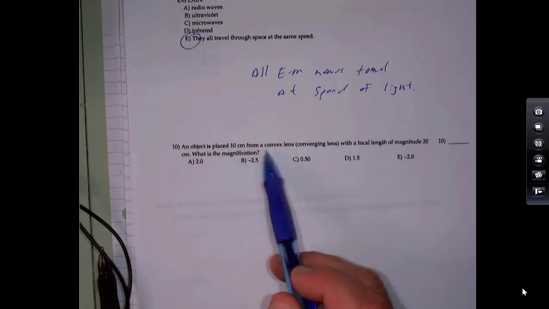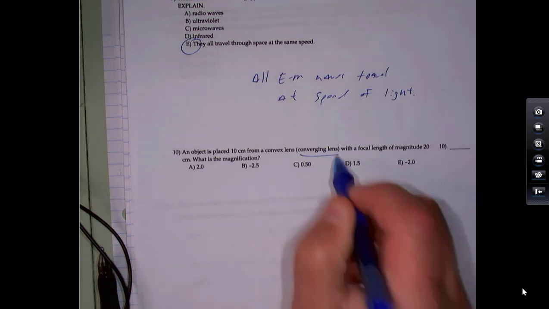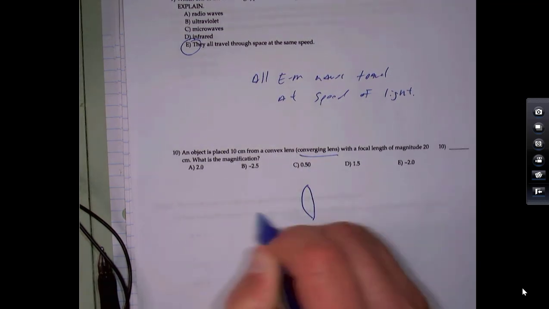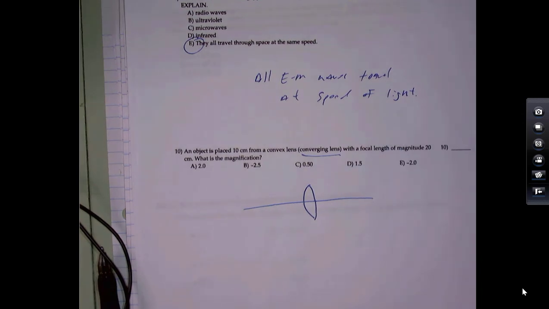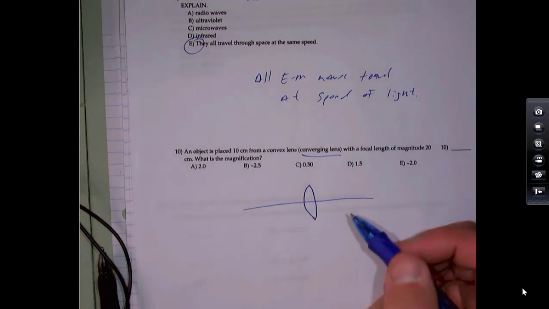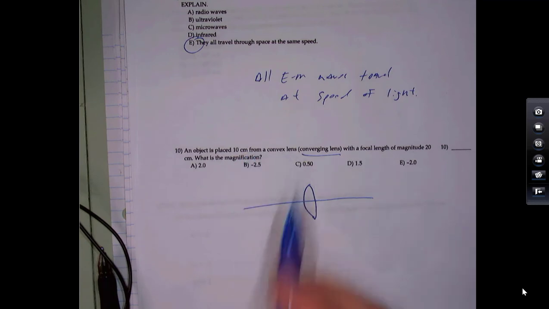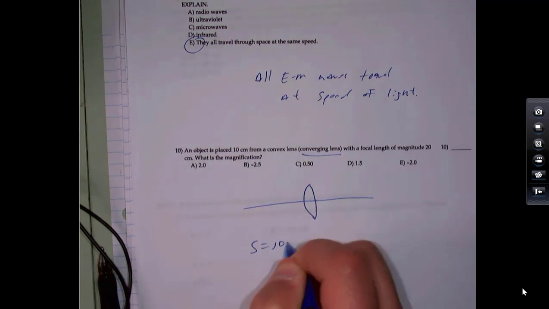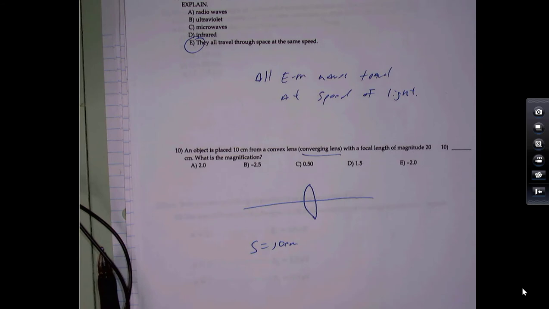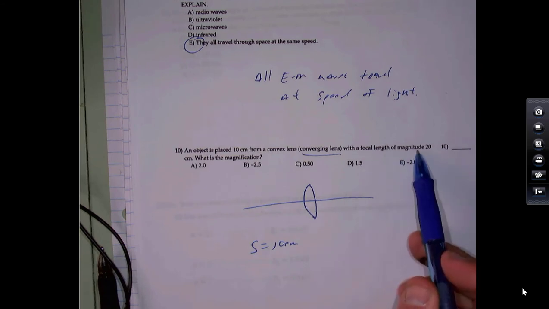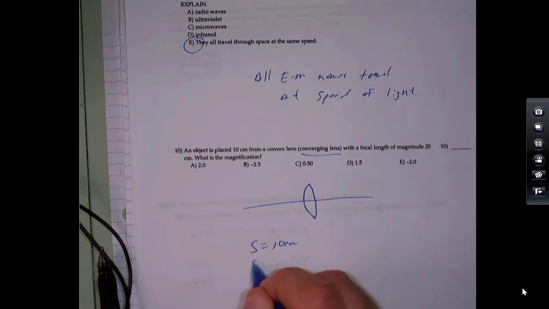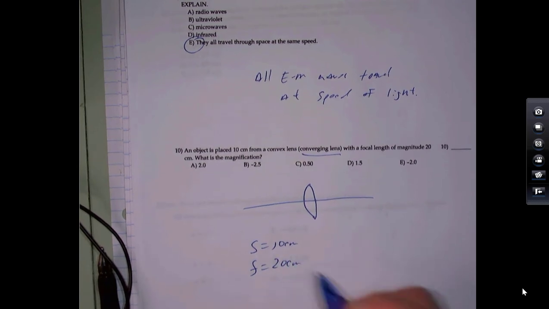An object is placed in front of a convex lens. Okay, that's a converging lens, and it looks like this. Make sure you look back at diverging lenses. I'm just giving you an example problem, but make sure you're familiar with diverging lenses as well. An object is placed 10 centimeters in front, so that's the object distance, with a focal length of magnitude 20 centimeters. So we're actually within the focal length. If you're within the focal length, then you'll actually get an upright virtual image. What is the magnification?